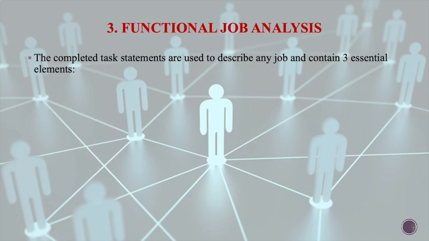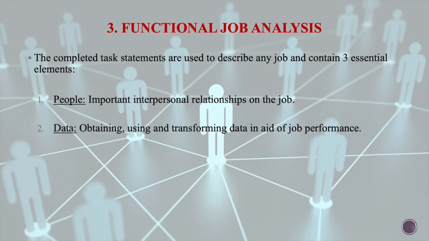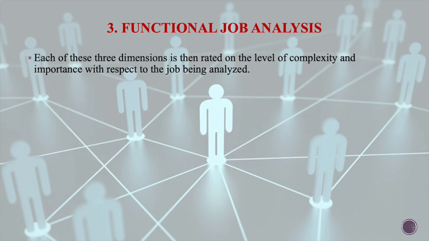The completed task statements are used to describe any job and contain 3 essential elements. One is people, which is important for interpersonal relationships on the job. Number 2 is data, that is, obtaining, using and transforming the data in aid of job performance. Number 3 is things. Things are in the form of machinery, for example the physical machinery, the resources, the environment. Each of these 3 dimensions, people, data and things, is then rated on the level of complexity and importance with respect to the jobs that you are analyzing.